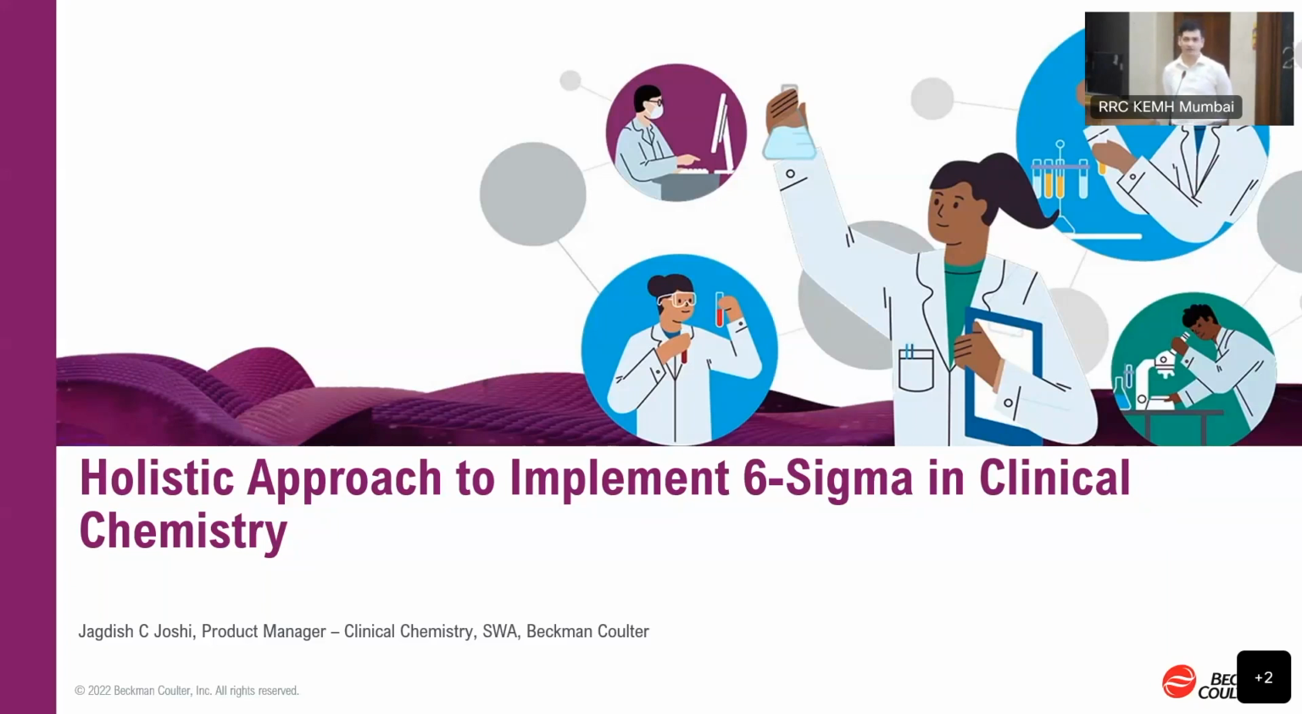Today's session is a holistic approach to implementing Six Sigma quality in chemistry. It is about the analytical part. So processes are one, and the other one is the analytical. In analytical, most of the steps are involved from the analyzer. However, these are interlinked.